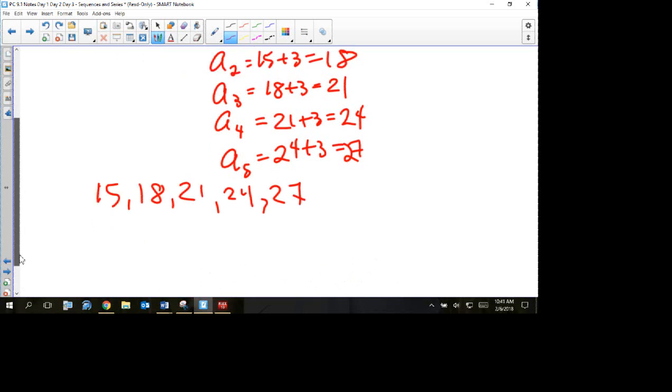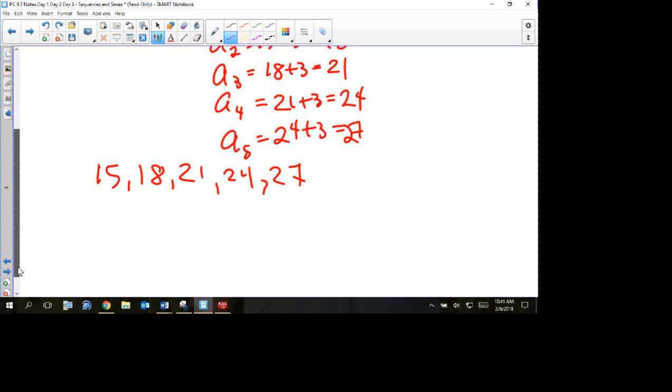Now this next question I ask should be really easy. What am I doing to each term here? I'm adding 3 because that's what they told me to do. Exactly.